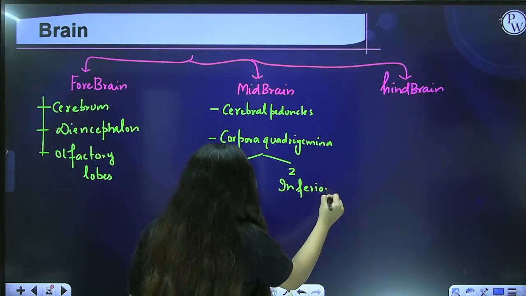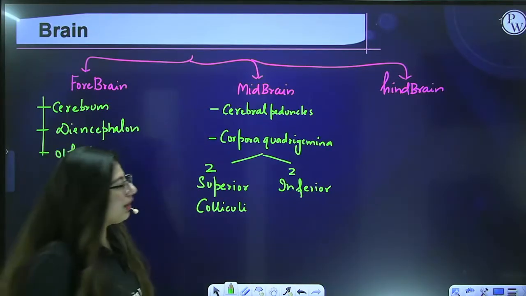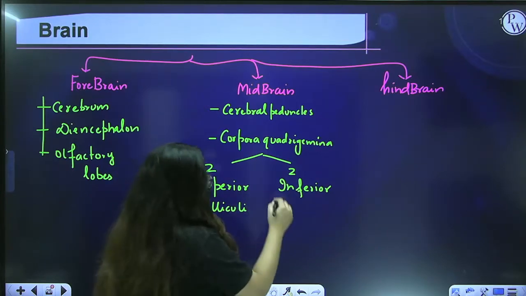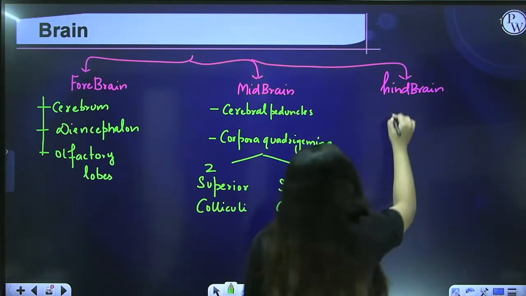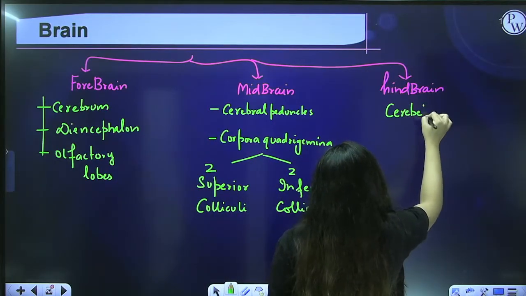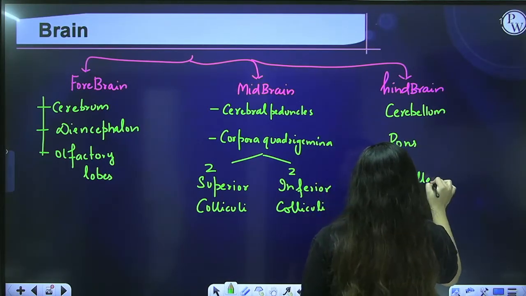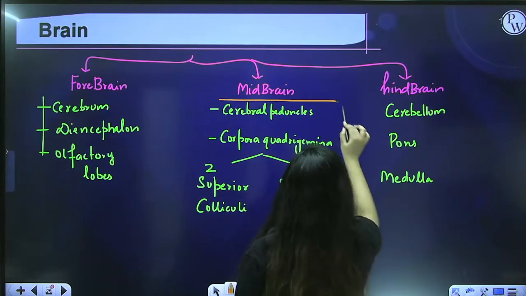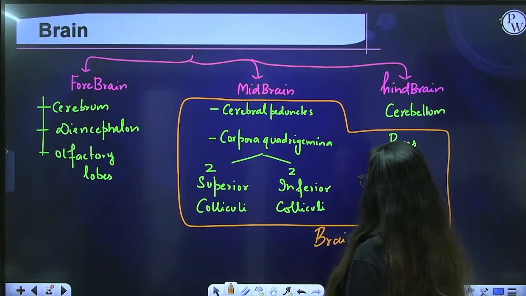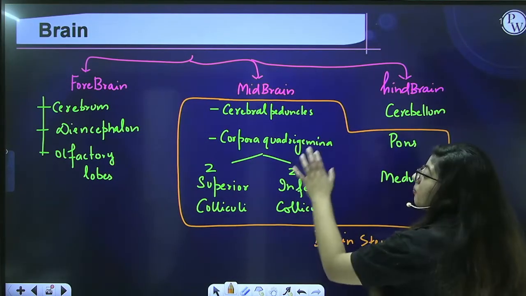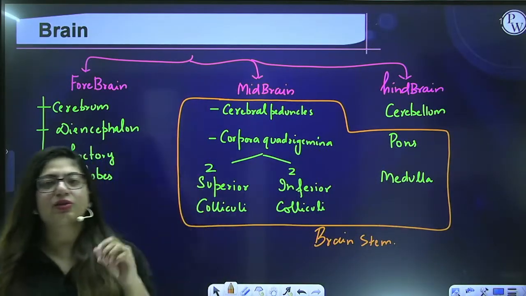So how many total structures are there in corpora quadrigemina? 4. That's why its name is quadrigemina. Quad means 4, right? So it is made up of 2 superior colliculi and 2 inferior colliculi. Then in hindbrain we have pons, cerebellum and medulla. Midbrain plus hindbrain except cerebellum is known as brain stem. What do you call it as? Brain stem. Right? Midbrain plus hindbrain except cerebellum. The cerebellum does not count in this. This is known as brain stem.